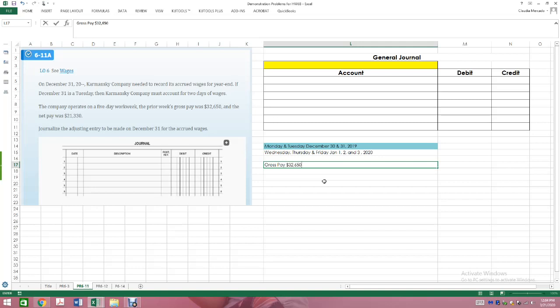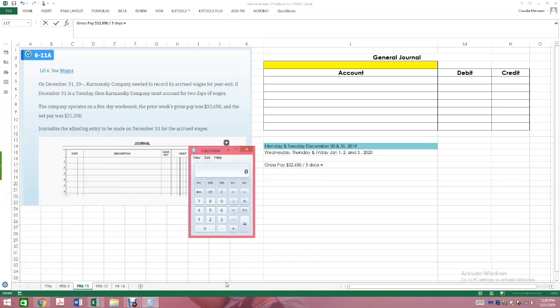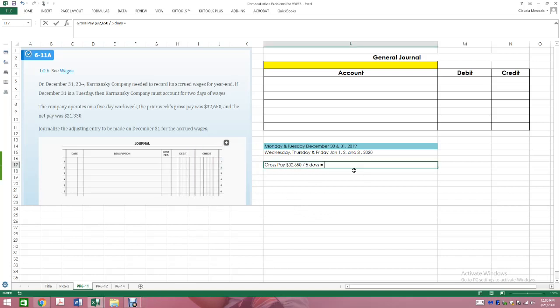So as last week, these employees earned $32,650, and they earned this in 5 days. So let me see how much they earn per day. So 32,650 divided by 5 days gives me $6,530. This is my daily earnings, or the daily wages. That's how much my employees make per day.